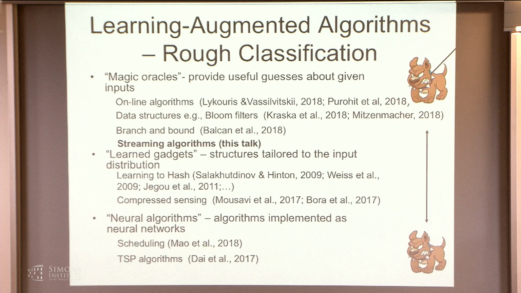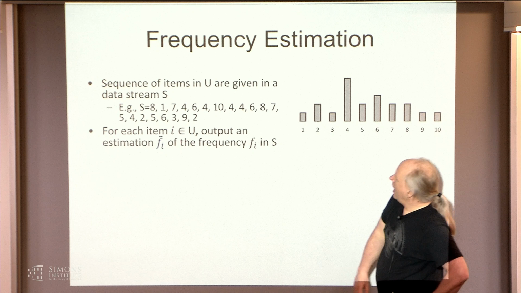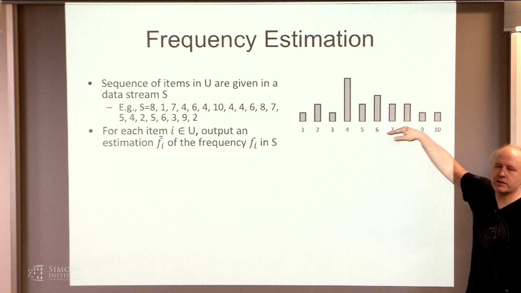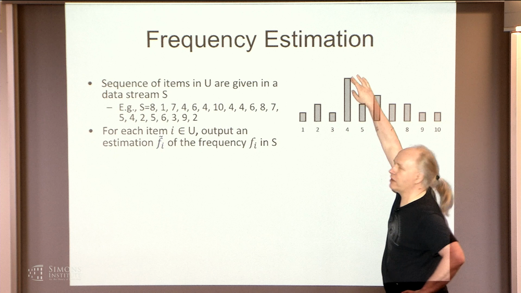So in this talk, I'll focus on one particular problem, which is frequency estimation. I guess most of you know what it is, but I'm just going to recap it for completeness. This is a streaming problem, right? We are given a data stream, a stream of entries, for example, this one. Essentially, we'll view the stream as a frequency vector. For each item, the frequency vector has a count. For example, 4 appears, if I go to the right, 5 times, so we have 5, and so on.